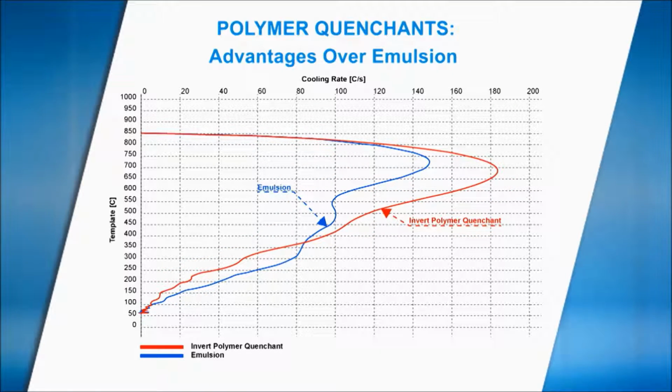Emulsions have historically been employed in these applications instead of oil. But, unfortunately, they do not give the low cooling rates in the temperature range for martensite transformation necessary to reduce or eliminate the danger of cracking. These cooling characteristics can only be achieved with polymer quenchants.